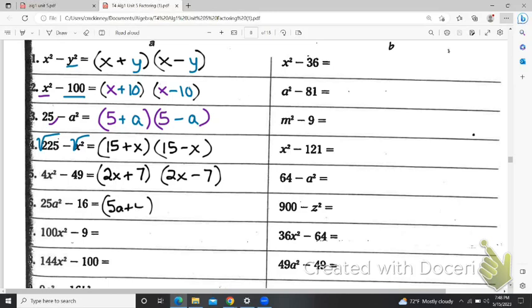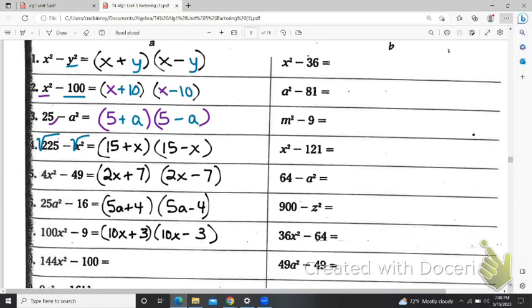5a plus 4, 5a minus 4. Square root of 100, 10, so I've got 10x, 10x, 3, 3, 1 plus, 1 minus. Maybe I'm just a positive person. I tend to put my pluses first. Nothing at all magical about that, as long as the signs are different.